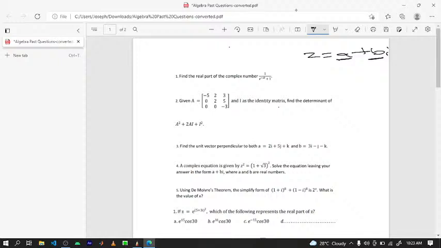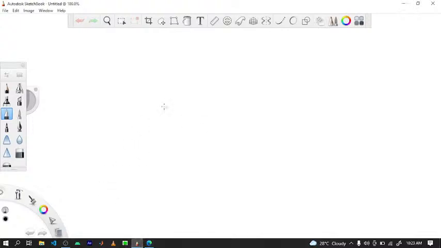Now, how do we go about this? Let's go ahead and then solve it. So we are having 1 over e to the power i theta plus 1. And we are supposed to find the real part of this. So in order to transform it, there are quite a number of ways that this can be done, right? So I would just go by one approach.